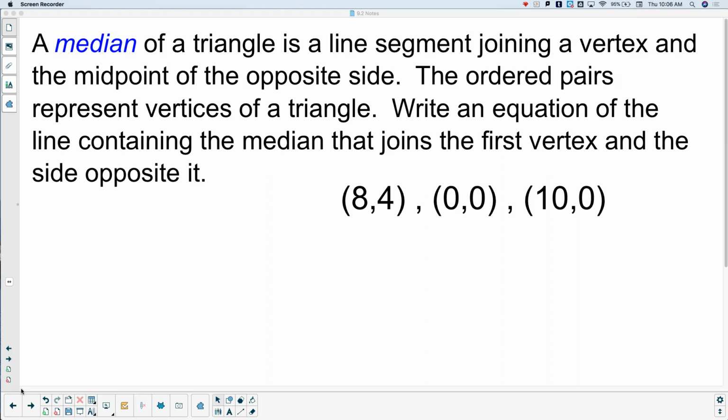This is the warm-up problem for you today. Please do it now.